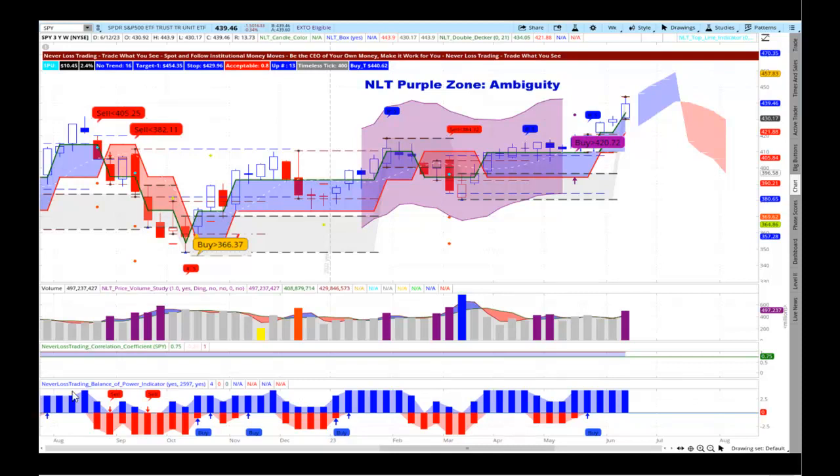The bottom study we call the never loss trading balance of power, and it shows you in blue bars buyers in charge, in red bars sellers in charge, and it helps you to find those handover points. And you see here, most recently we came out of the purple zone, had a buy threshold. You see here this chart for SPY, the ETF of the S&P 500 contract. So it had a buy signal, buy above 420.72. That happened in the price move of the next candle and led to a nice trade to the upside.